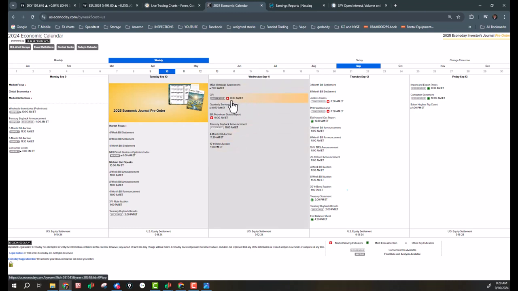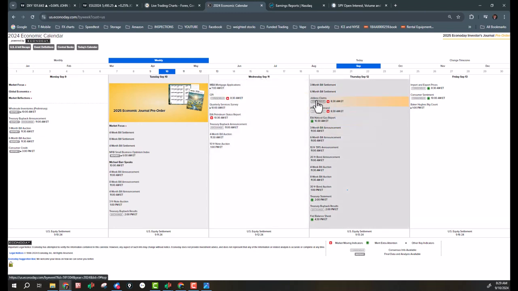Tomorrow's the main event, CPI at 8:30. Petroleum report at 10:30. Treasury buyback announcement. We had Treasury buyback results, so they're going to announce another Treasury buyback. CPI, that's the main event tomorrow, Wednesday, at 8:30.